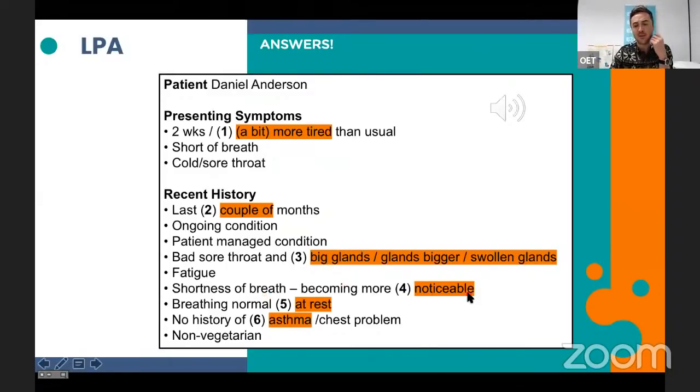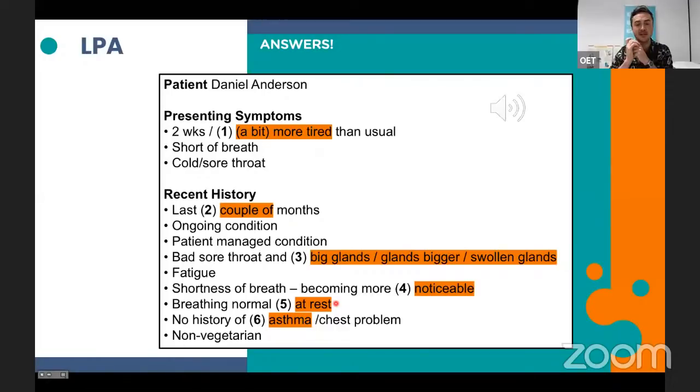Number 4, we knew that we needed an adjective here, and we knew that we needed a long adjective with many syllables, because more, not noticeable, but more noticeable. Noticeable is correct for number 4. Now, number 5 was interesting because, in fact, it was the doctor that said at rest, not the patient.